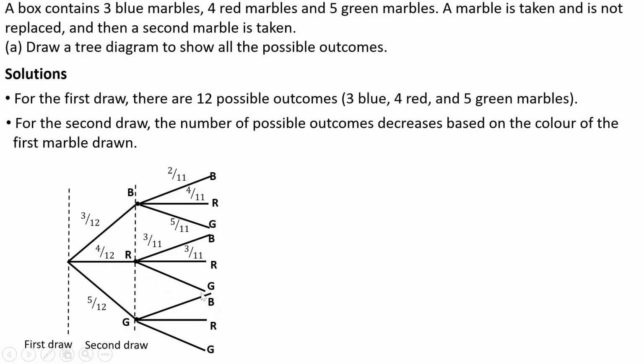Now for the green one here, since this first pick was for the red one, it did not affect the green. The green still remains 5. However, the total number of beads is now affected. It will be actually 11. So it will be 5 over 11.